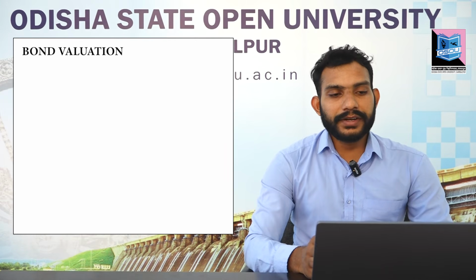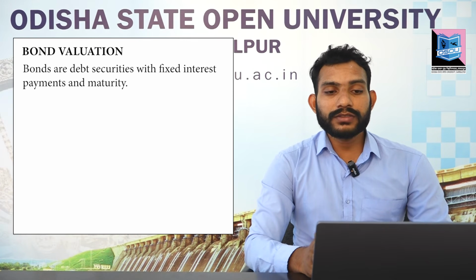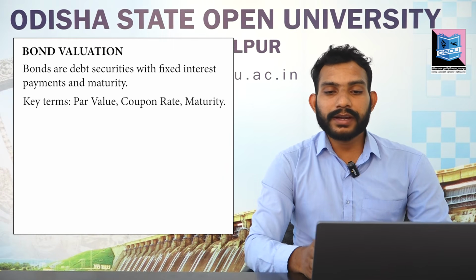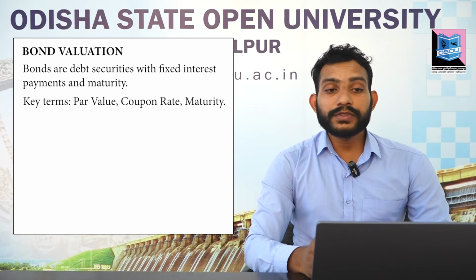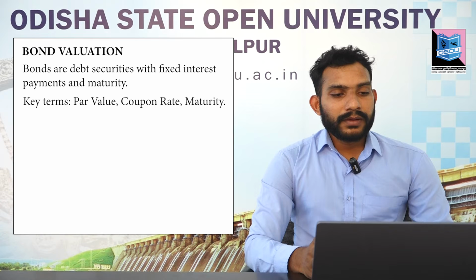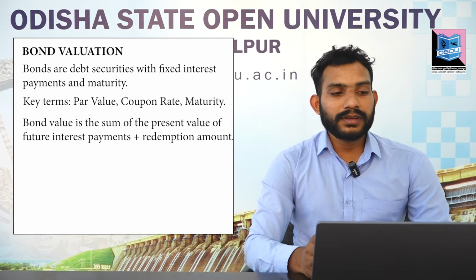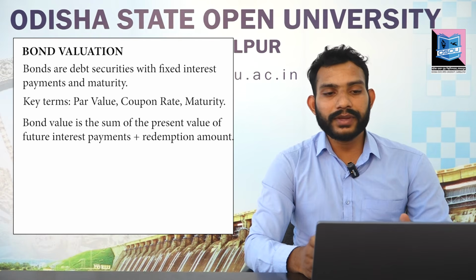Government, in return, they get fixed interest payments, also called coupons, and the full amount, called the par value, is paid back at the end on the maturity date. There are a few terms to know. Par value: this is the amount the bondholder gets back at maturity, usually rupees 1,000. Coupon rate: this is the interest rate the bond pays every year. Maturity: the time period after which the bond pays back the full par value.